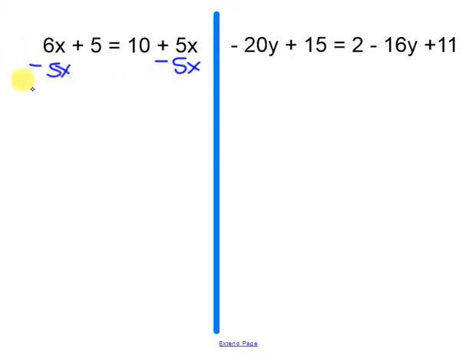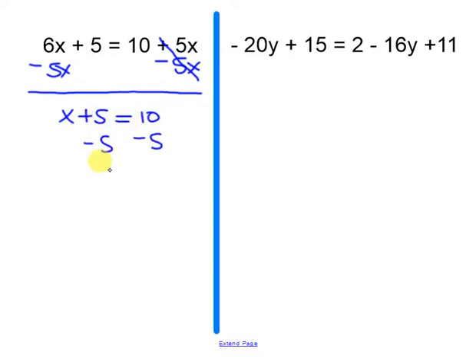Remember, match variables with variables, okay? 5x minus 5x is nothing, okay? 6x minus 5x is just x, or 1x, if it makes you feel better. All right, bring down everything else. Plus 5 equals 10. Now I want to get my constants over to the right. So minus 5 minus 5.